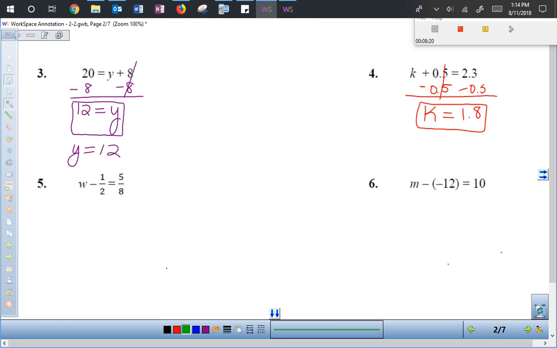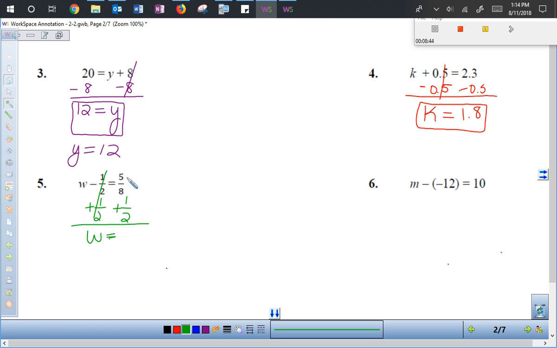Number 5, we have fractions, but that's all right. We want to get the w all by itself on one side of the equal sign, and currently it's subtracting 1/2, so that means we need to add 1/2 to each side of our equal sign. So add 1/2 to the left, add 1/2 to the right. And when I do that, on the left side it's going to cancel out and leave me with w. Bring down my equal sign.